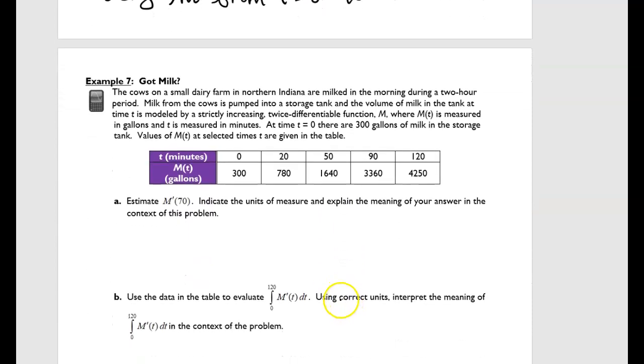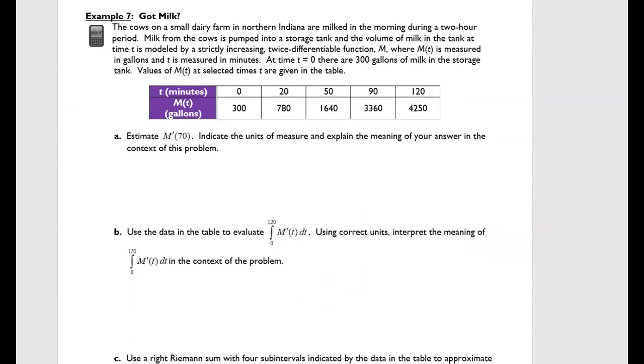Now let's try a free response question. This is very similar to a problem you might get on the AP exam. It does tell me I can use my calculator, which is handy dandy. So we've got cows on a small dairy farm in northern Indiana. They're milked in the morning during a 2-hour period. Milk from the cows is pumped into a storage tank, and the volume of milk in the tank at time t is modeled by a strictly increasing twice differentiable function. If they're telling you your function is increasing, you might want to underline or highlight that. It's going to be important to your problem. They will not tell you that if you're not going to use it somewhere.